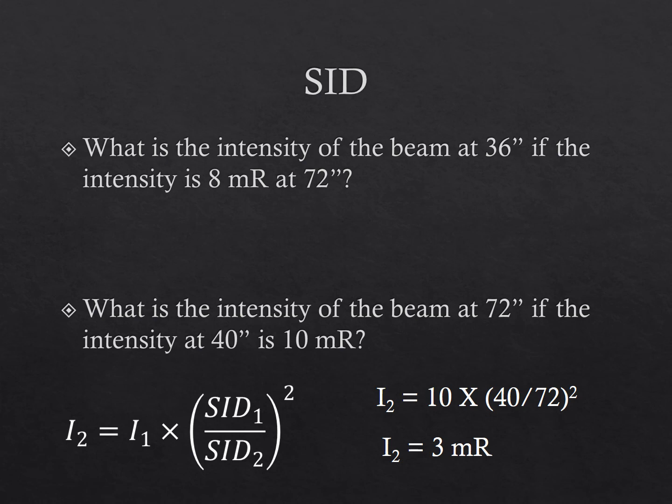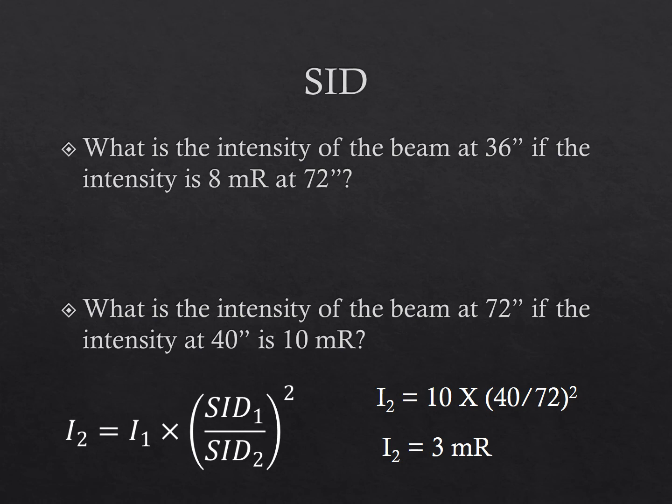The bottom one, however, I'm really going to need to use my formula. It's asking: what is the intensity of the beam at 72 inches if the intensity at 40 inches is 10 milliroentgen? So 40 inches would be my first distance, my SID1, and 72 inches is my SID2. So I'm going from 40 to 72. My original intensity at 40 inches was 10 milliroentgen.